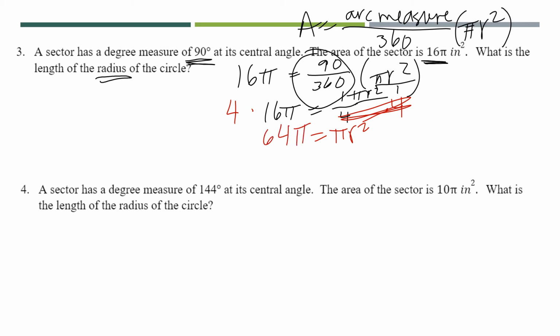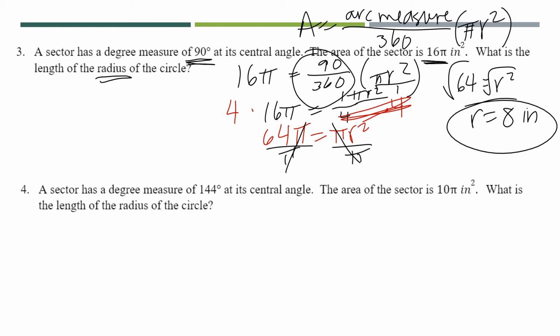So now you're back to the problem like we did earlier for 1 and 2. So I would need to divide both sides by pi. The pi's cancel, and I have 64 equals r squared. So again, you're just going to take the square root of both sides, and you'd get 8 inches for your radius. So again, use the equation right here, and then try and set up the next one on your own. Pause it here and then try it.